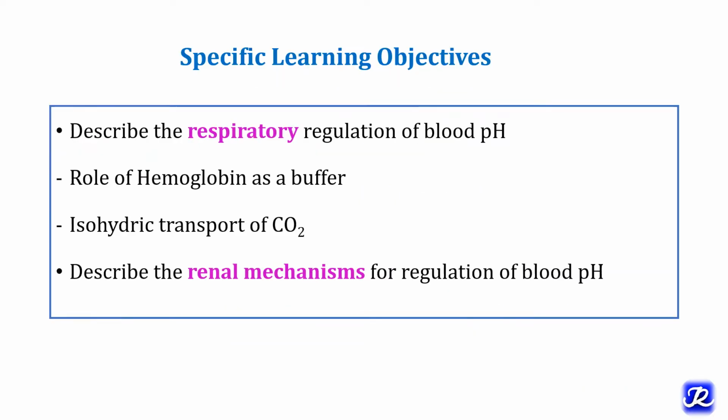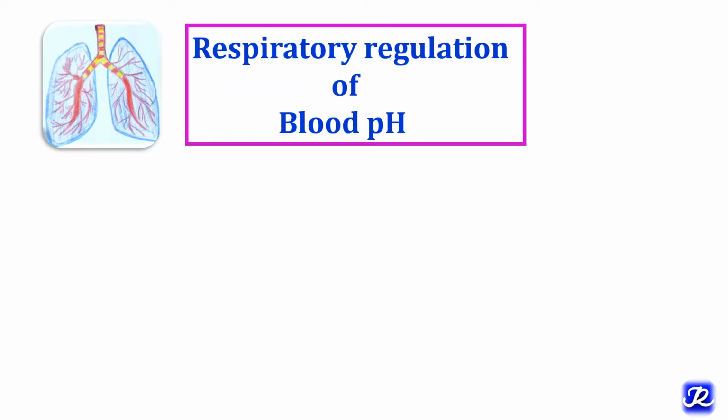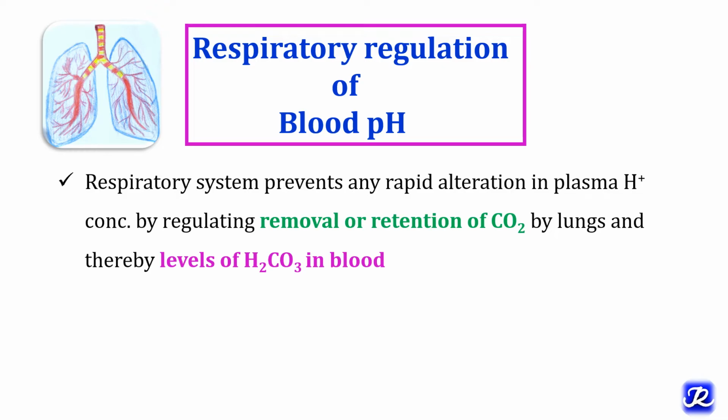mechanisms. The specific learning objectives of this session are: at the end of this session, students should be able to describe the respiratory regulation of blood pH, role of hemoglobin as a buffer, isohydric transport of carbon dioxide, and describe the renal mechanisms for regulation of blood pH. So let's begin with the respiratory regulation of blood pH.